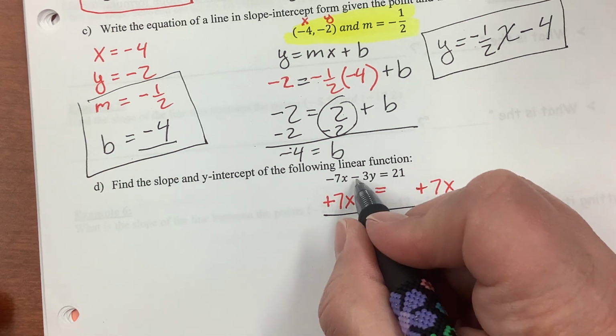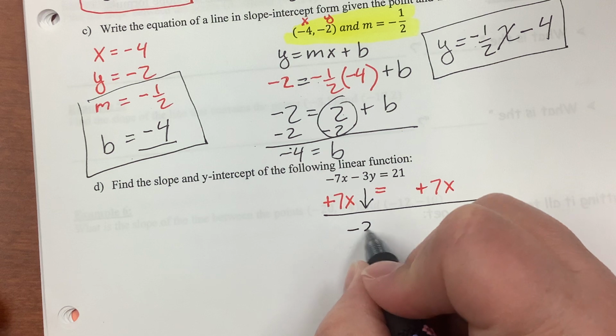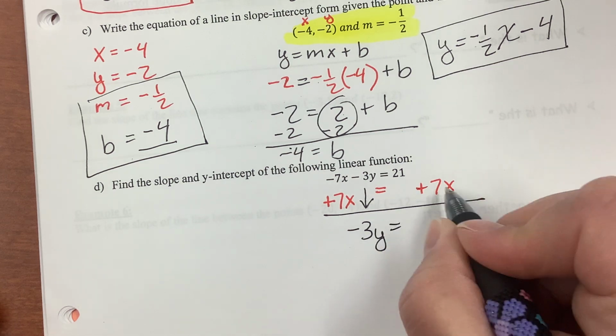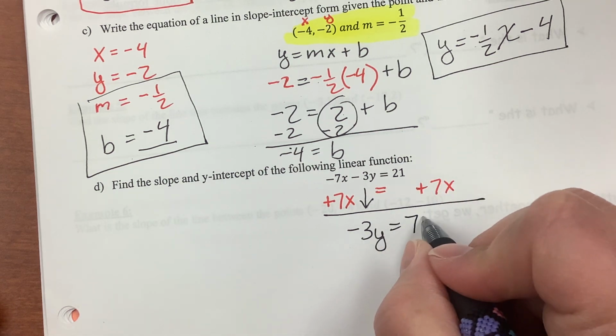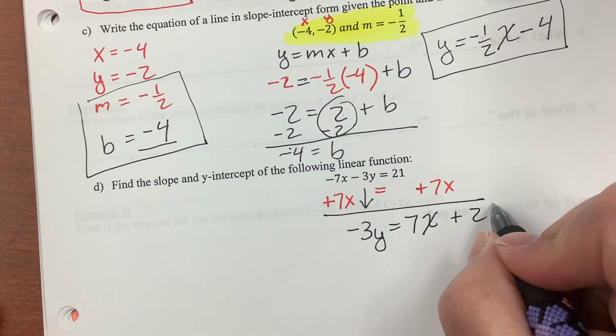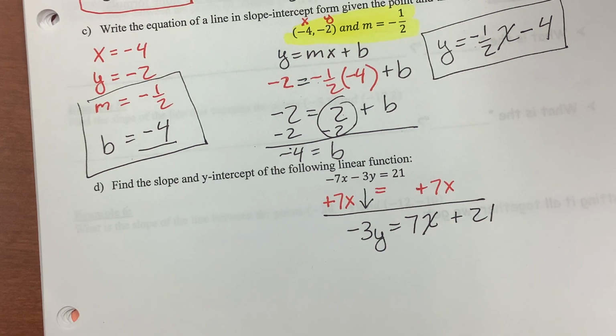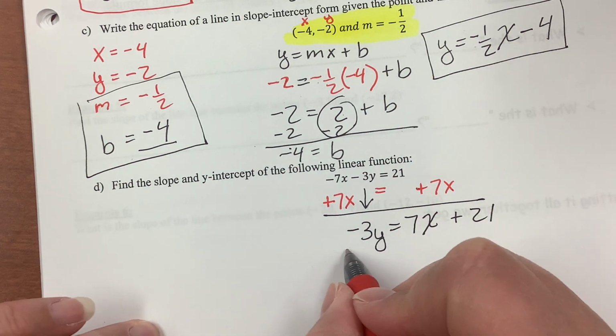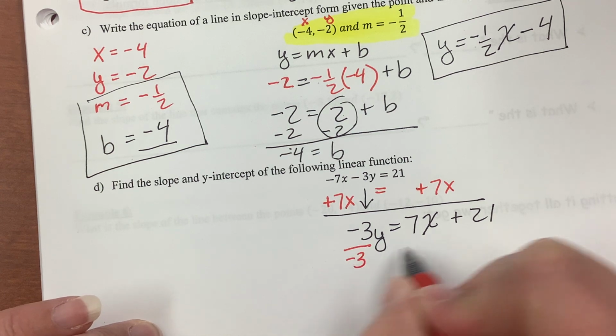Bring down, don't lose the negative sign, negative 3y equals, I'm going to put the 7x first because commutative property says I can put it in whatever order I want because it's addition. So negative 3y equals 7x plus 21. Now I want to divide by the coefficient of y. That's the number in front of y. So I'm going to divide everything by negative 3.